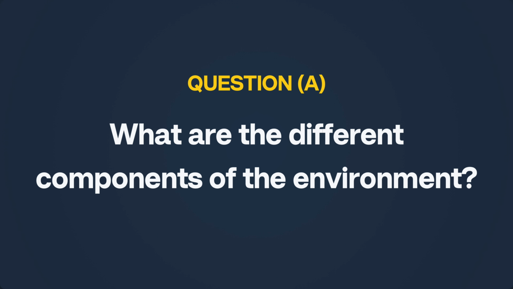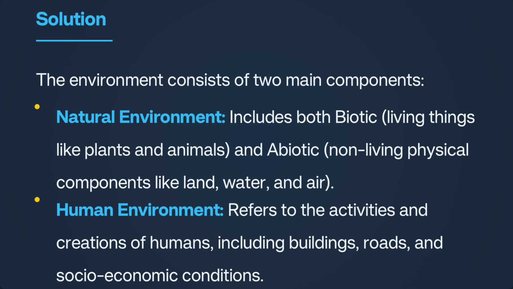Question A. What are the different components of the environment? Let's begin with our first question. The answer is as follows. Answer. The environment consists of two main components. The first is the natural environment, which includes both biotic components, such as plants and animals, and abiotic components, such as land, water, and air. The second is the human environment, which refers to the activities and creations of humans, including buildings, roads, and socioeconomic conditions. Now that we have understood the components of the environment, let's move on to our next question.